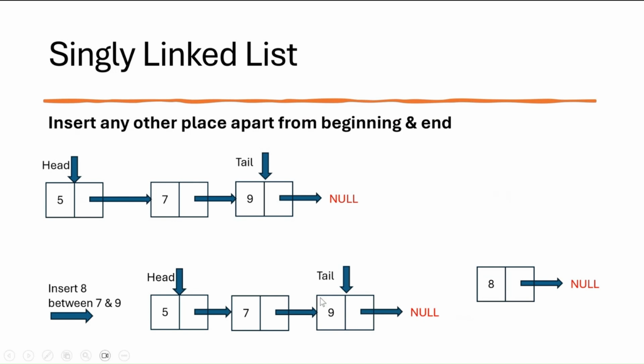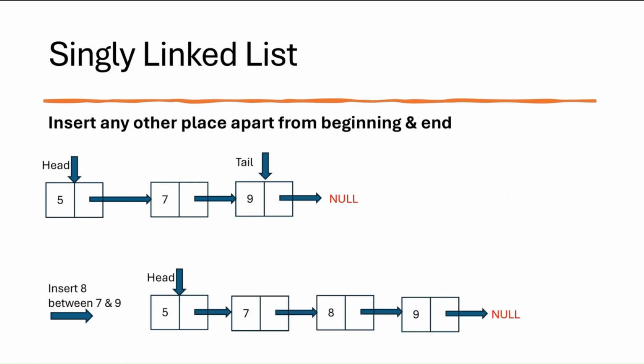What we have to do is create a temp pointer, which will find where to put it. It will go to 7, since we have to insert after 7. The next of temp, which is 7, will now point to 8, and the next of 8 will point to 9. So using that temp variable, we can insert 8 between 7 and 9. You can see we have to traverse the list for inserting in the middle or at any place apart from the beginning or end.